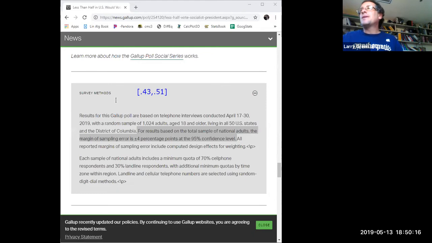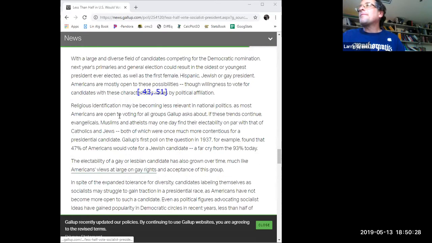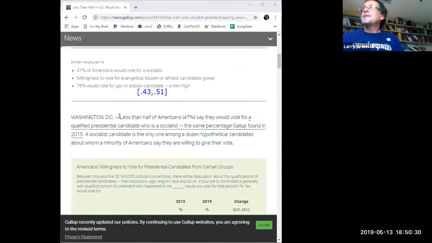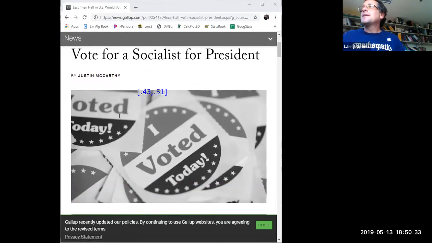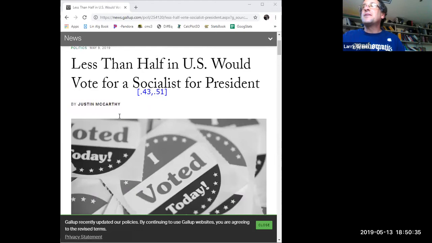And remember? I need to undo this. There we go. It says less than half of the US would vote for a socialist for president. Okay. So that says that it should be less than half. But it's not that unlikely that we're close to 51%, which is more than half.